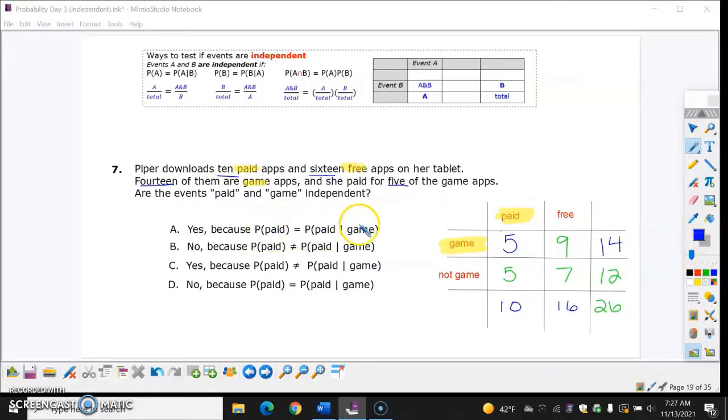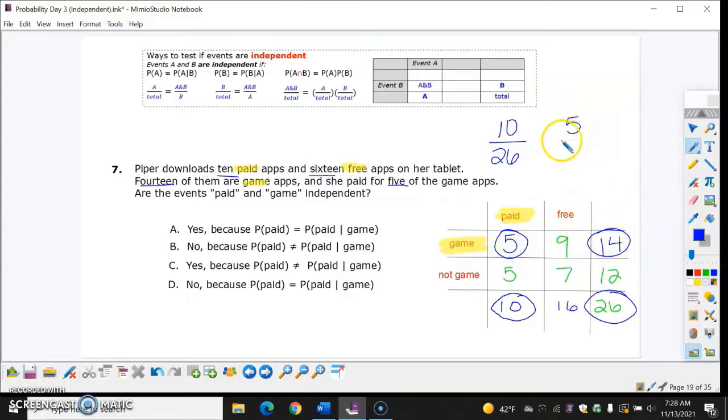So looking at the answer choices, we're going to find the probability of paying for an app overall and the probability of paying for an app out of the games. See if you can figure out if these are independent. The probability that she paid for an app overall is 10 out of 26 apps. And let's figure out if she pays for that same proportion of games, 5 out of 14.